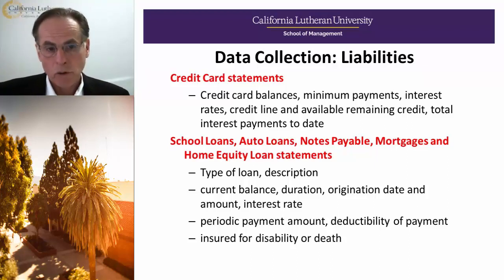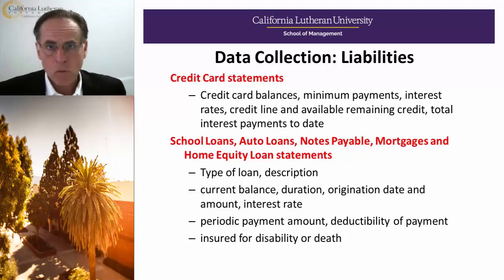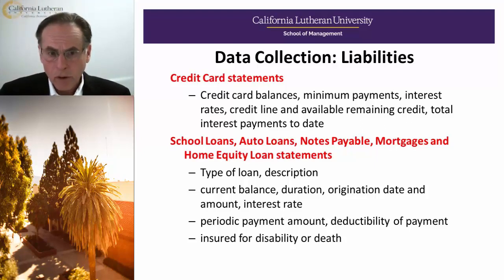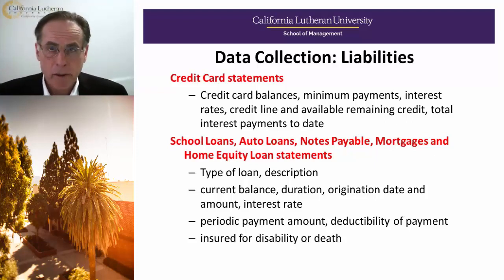When we get into installment loans, where there are terms, and that's what we're looking at with school, auto, notes payable, and mortgages, you need to understand what is the loan, what is the collateral for that, so what is that loan for, what were the original terms of the loan, when was it taken out, what was the cost of that loan, how many periods, how much gets paid periodically, and typically that means monthly. So you're looking at current balances, the duration, the origination date, the amount, the interest rate. Get into the payments, how much is going out every month.